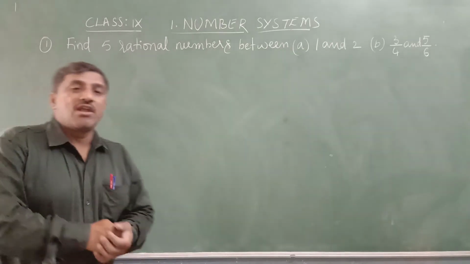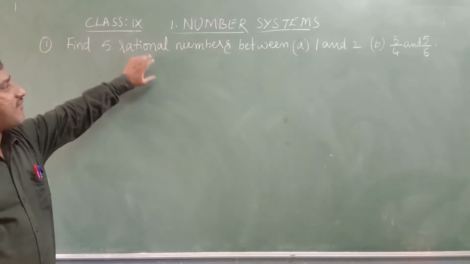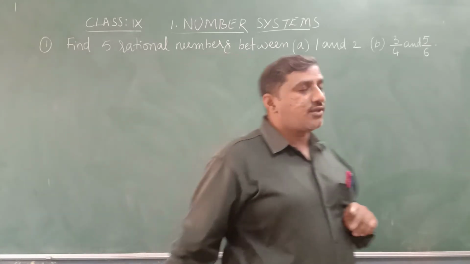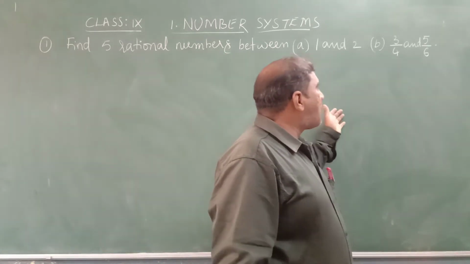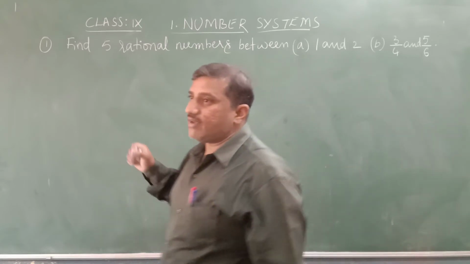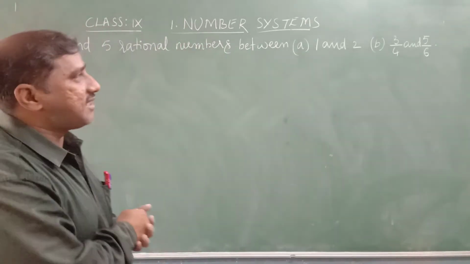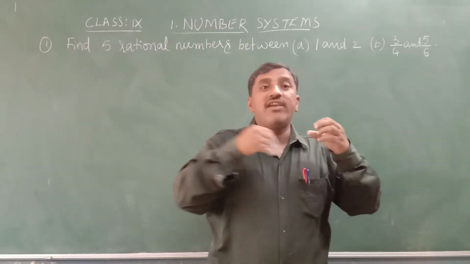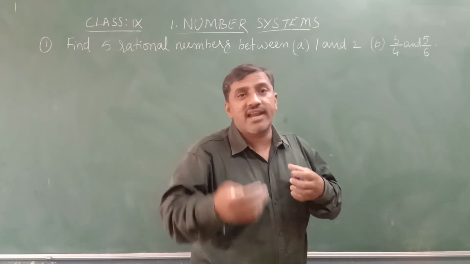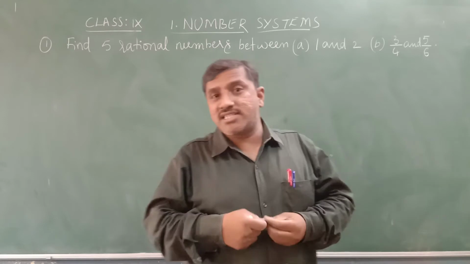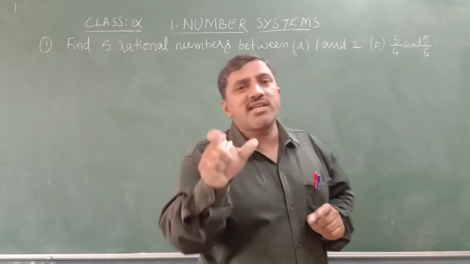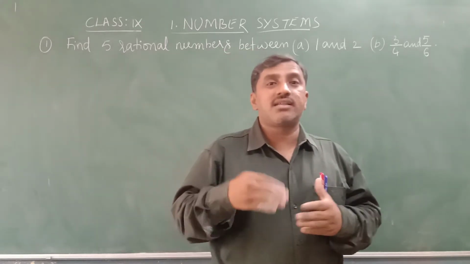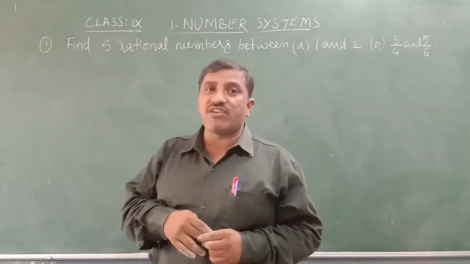Now we will discuss: find 5 rational numbers between 1 and 2, and between 3 by 4 and 5 by 6. So 2 pairs of numbers are given. Yes, this is a concept from class 8 itself. As we know, between 2 rational numbers there exist infinite rational numbers. But here we have to find 5 rational numbers.